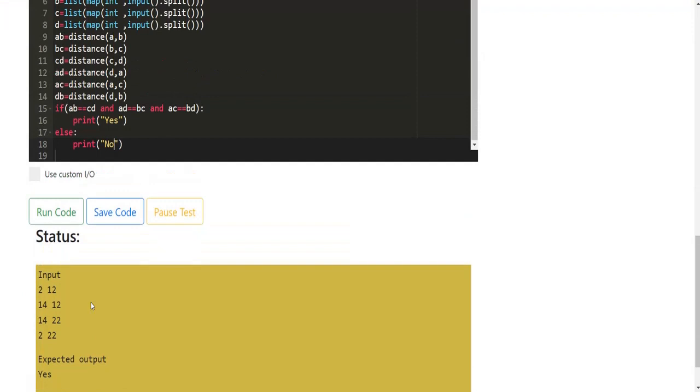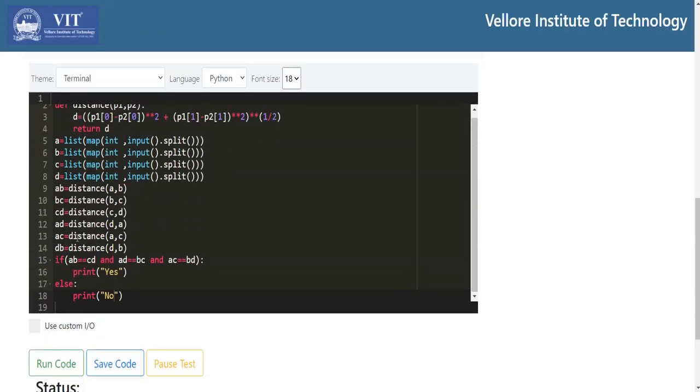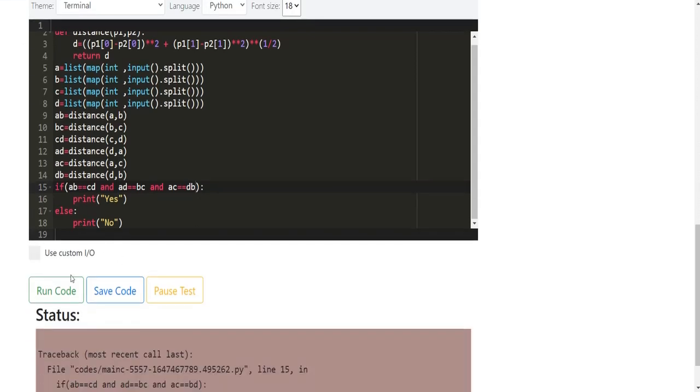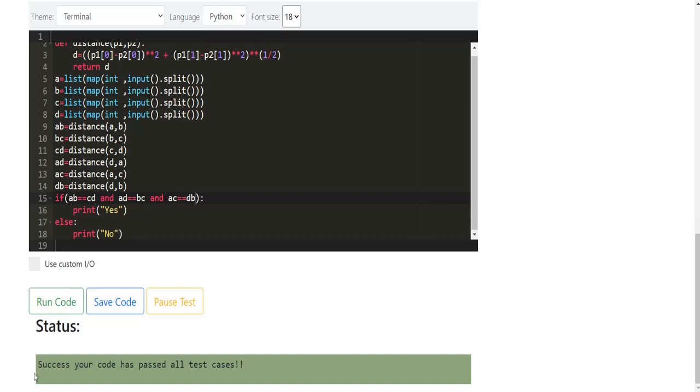Okay, so let's see whether our code is correct or not. BD is not defined. Wait a minute. Okay, it is DB here. Yeah, so our code is completely correct, as it has passed all the test cases.